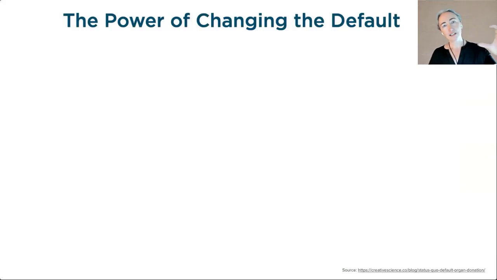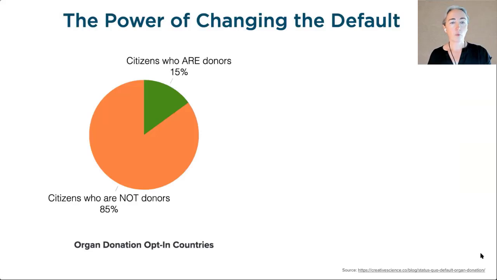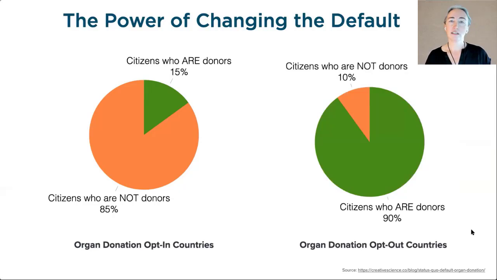When you get your driver's license, one of the options is whether or not you wish to be an organ donor. So in countries where you have to opt in, say, yes, I am willing to be an organ donor, 15% of citizens are organ donors and 85% are not. Now, in countries where they flipped that and made the default choice, yes, I am going to donate my organs unless I object, unless I opt out, 90% of the citizens are organ donors and only 10% are not. Massive difference in terms of lives saved.